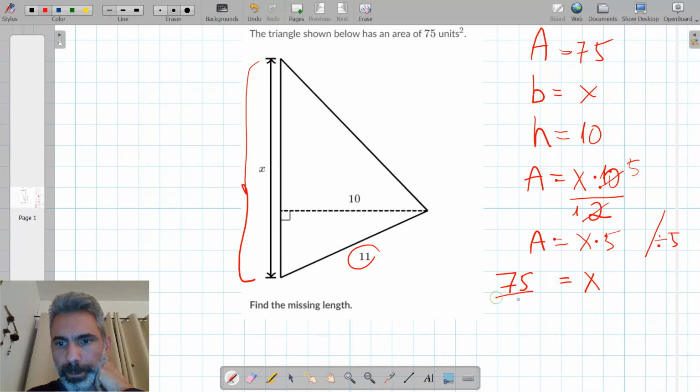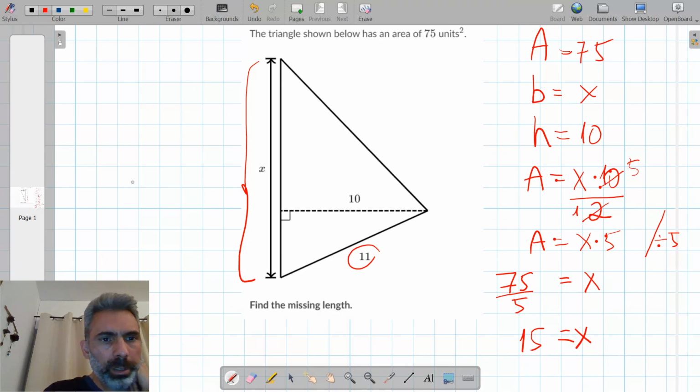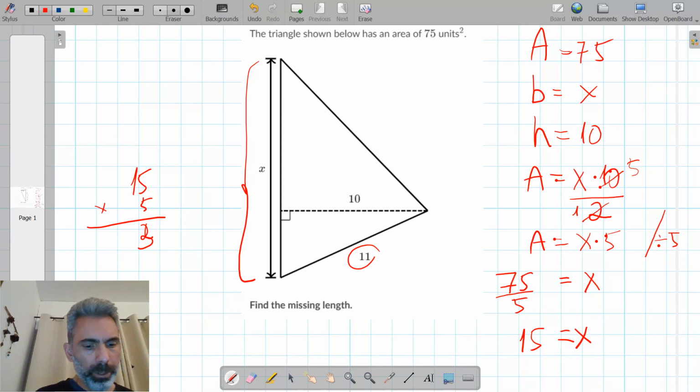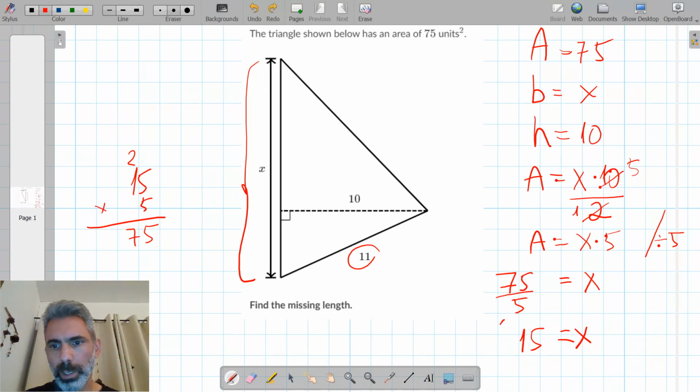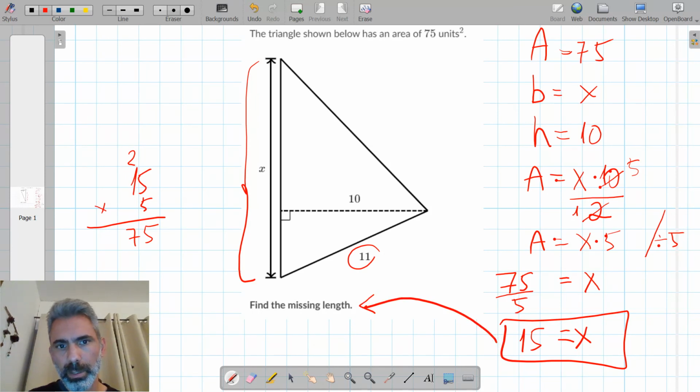50 divided by 5 is 10, and 25 divided by 5 is 5, so 15 is x. Let me check: 15 times 5, 5 times 5 is 25, 5 times 1 is 5, plus 2 is 75. So x is 15, this is the missing x. X is 15.